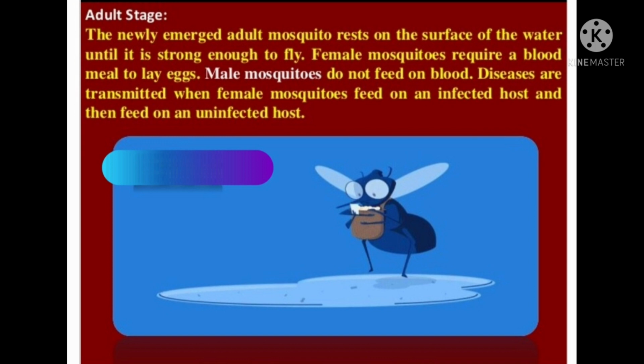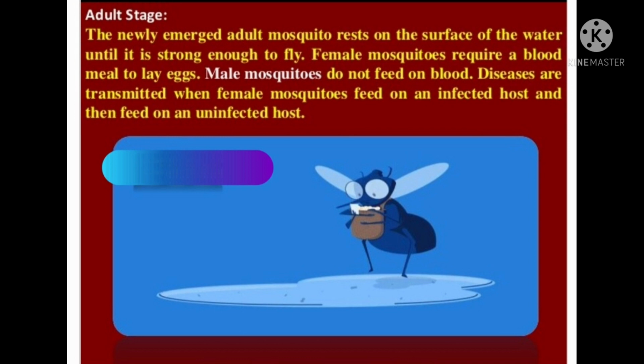Let's move to the next stage, and that's the adult stage. The newly emerged adult mosquito rests on the surface until it is strong enough to fly. Female mosquitoes require a blood meal to lay eggs. Male mosquitoes do not feed on blood.